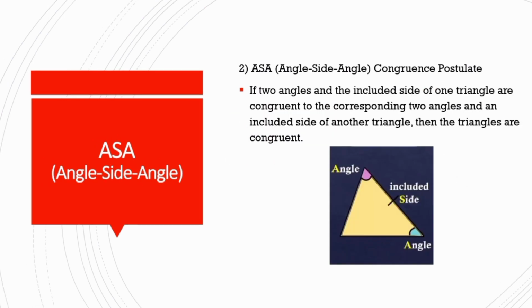Number 2 is the ASA, or the angle-side-angle congruence postulate. It says that if two angles and the included side of one triangle are congruent to the corresponding two angles and included side of another triangle, then the triangles are congruent.